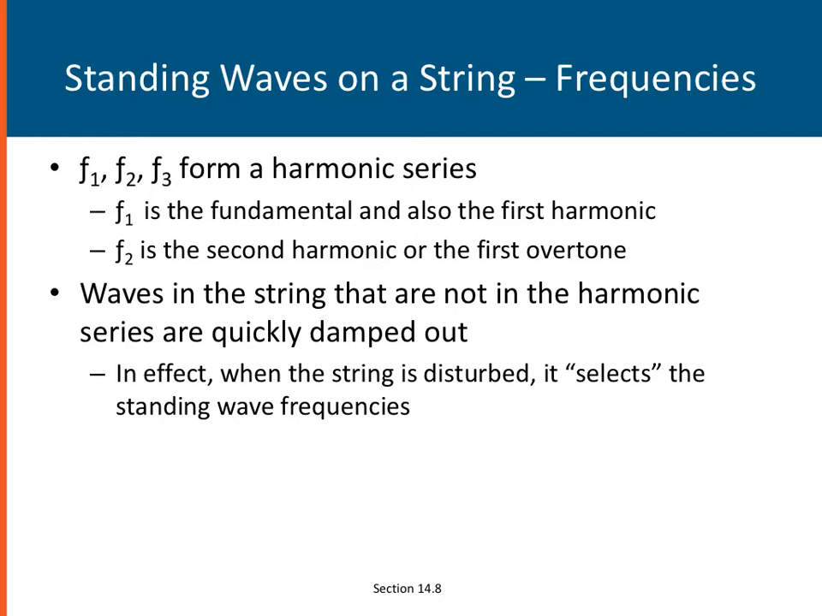So this is just a quick slide. You don't need to know too much about this, but basically F1, 2, and 3, so the first three harmonics are going to form a harmonic series. F1 is the fundamental and also the first harmonic. F2 is the second harmonic or the first overtone. And the waves in the string that are not in the harmonic series are quickly dampened out. And so it'll select the standing wave frequencies.